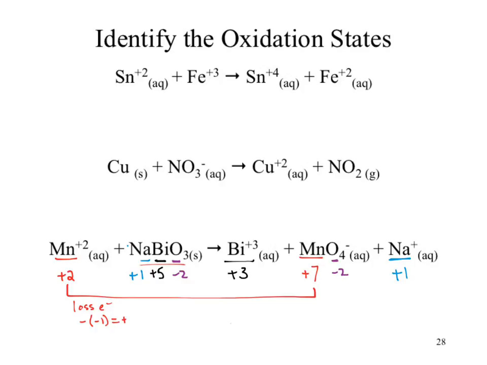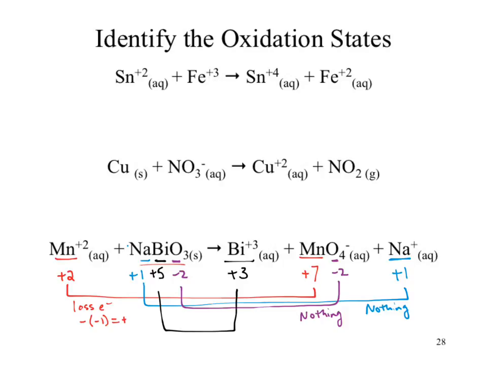We'll go through and do the same thing with our sodium. What happened to the sodium? Nothing happened to the sodium. Oxygen. And our bismuth, it gained electrons, which is mathematically a plus times a -1, which gets us a negative value. If our value gets smaller, we have gained electrons. Dagnabbit, I knew that was going to be a problem. Okay. Questions on that so far?